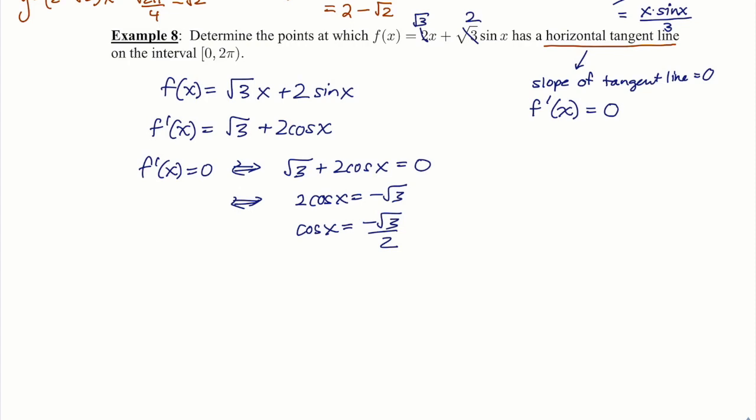Okay, so now we have something we can solve. And if we think about the unit circle, cosine of x is negative in quadrants 2 and 3, because the cosine is the x-coordinate on the unit circle. So we want the angle where we have the cosine value negative square root of 3 over 2. And if the x-coordinate is negative square root of 3 over 2, that's going to involve a pi over 6. We would have 5 pi over 6 or 7 pi over 6.